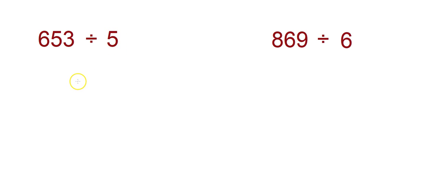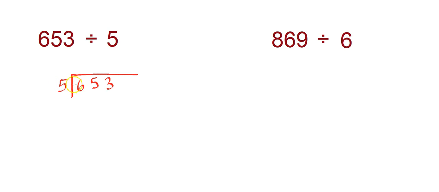So we have to set it up. We're going to set it up like this. So 653, and it's going to be divided by 5. So 5 is going to go into 653. So let's give it a go.